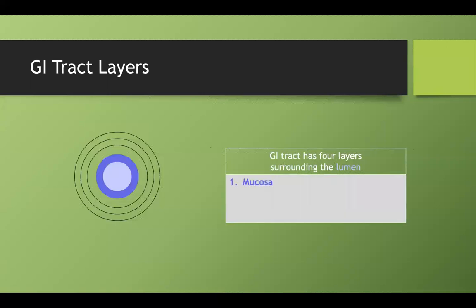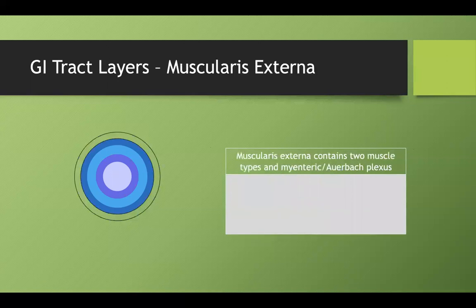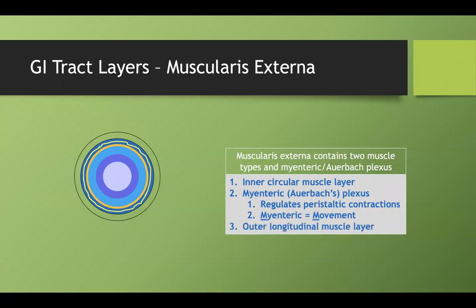So remember, we have our lumen, mucosa, submucosa, our muscular layer, and our serosa or adventitia. In our third layer, our muscular layer, we have a few important structures. We have our inner circular muscle layer. We have our myenteric plexus, also known as Auerbach's plexus. How I remember its function is the M in myenteric for the M in movement. So that reminds me that the myenteric plexus is important for movement or peristalsis. And just remember, you have an outer muscle layer here.